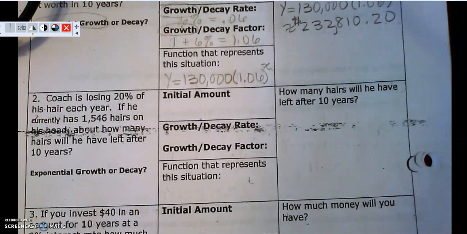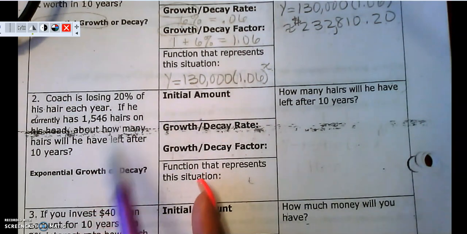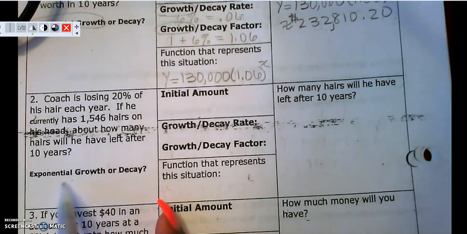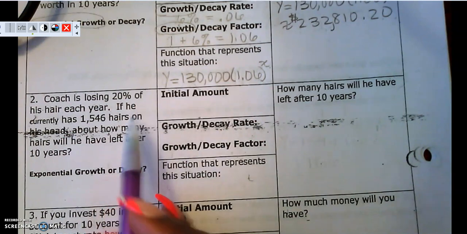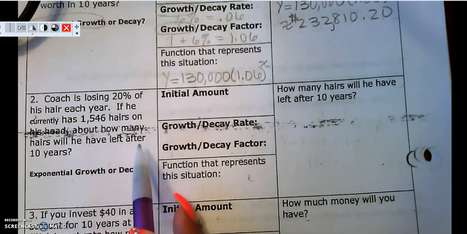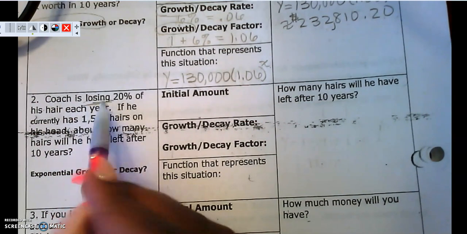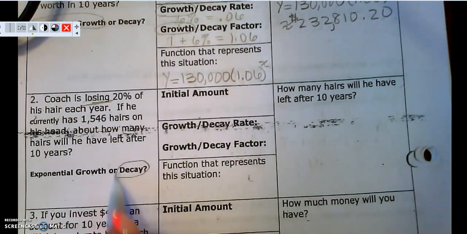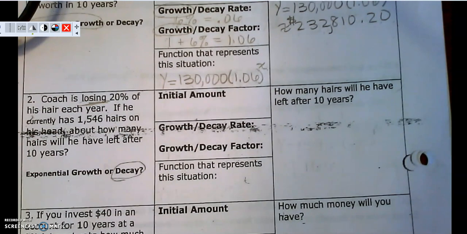All right, so let's go ahead and tackle problem number 2. Problem number 2 says, Coach is losing 20% of his hair each year. If he currently has 1,546 hairs on his head, about how many hairs will he have left after 10 years? Quite comical. So right now, we're trying to decide whether this is an exponential growth or a decay. Well, if he's losing hair, that losing factor indicates that it's definitely a decay.